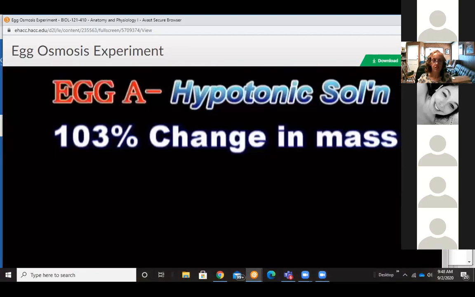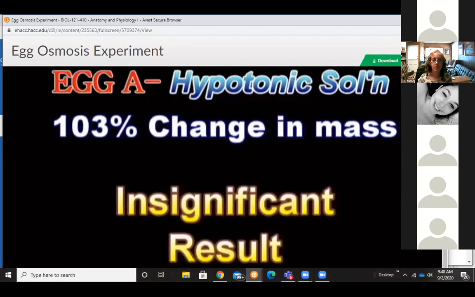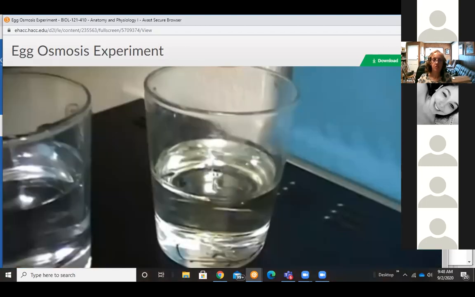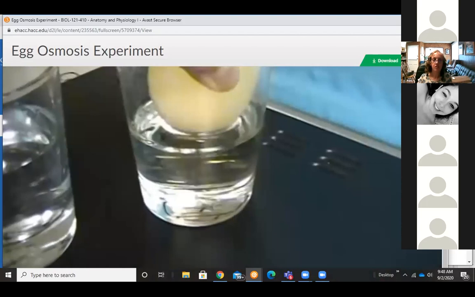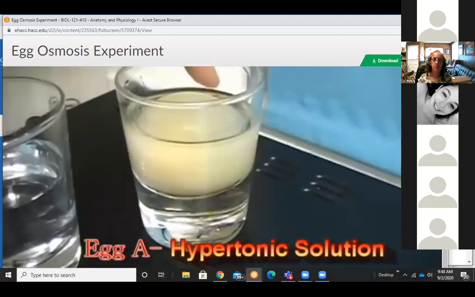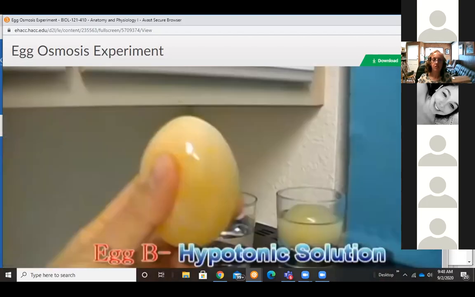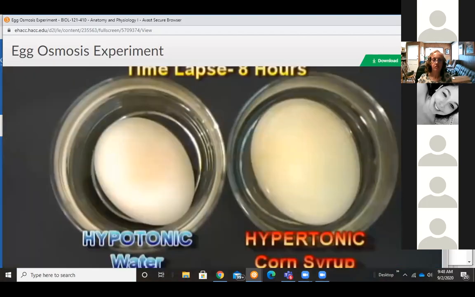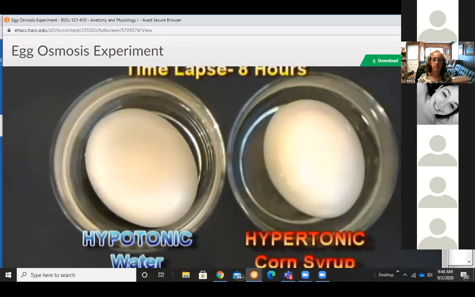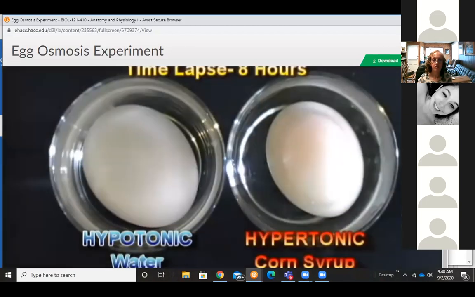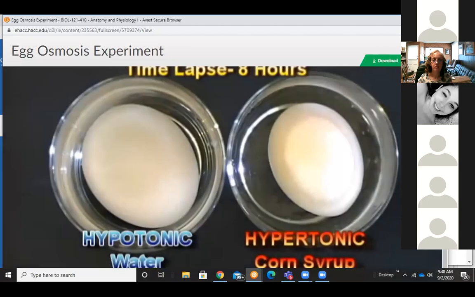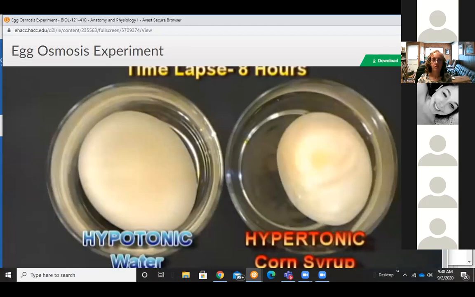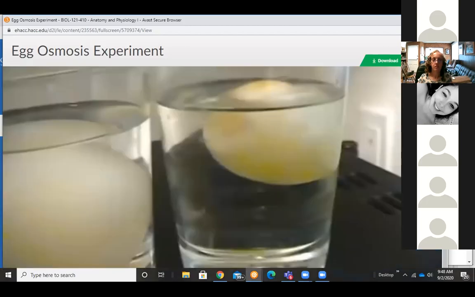However, a 103% change in mass is not very significant. So how about we try this experiment again, but switch the eggs? This time, egg A is going in the hypertonic solution, which is still on the right. Egg B is going in the hypotonic solution, which is still on the left. After several hours, mass your eggs again.